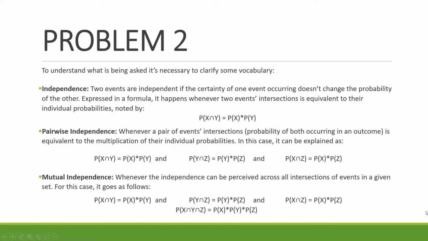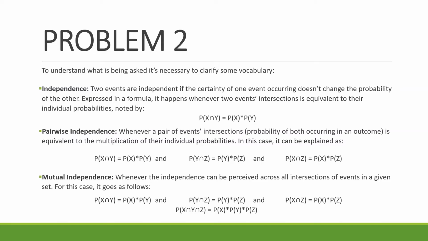So on to problem 2. In order to understand what we're being asked, we should clarify some vocabulary, some definitions. Independence is when knowing that one event occurs doesn't change the probability of the other.